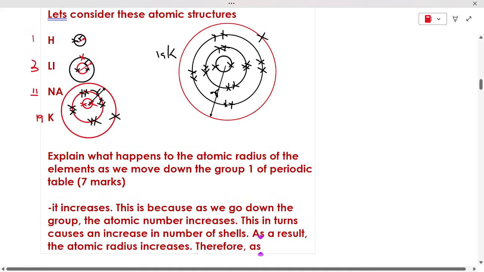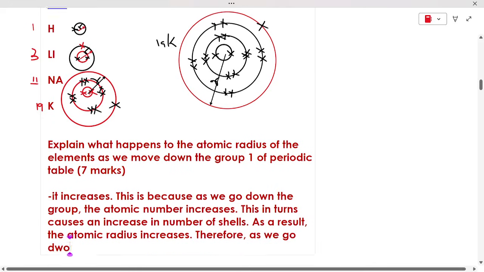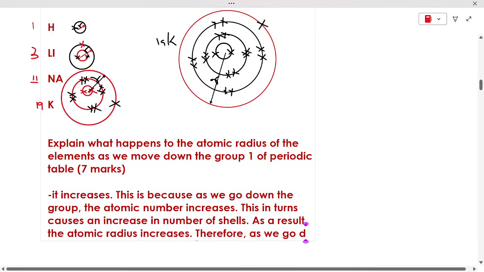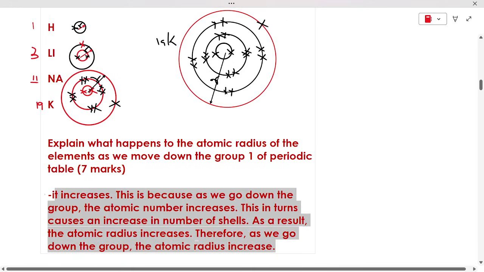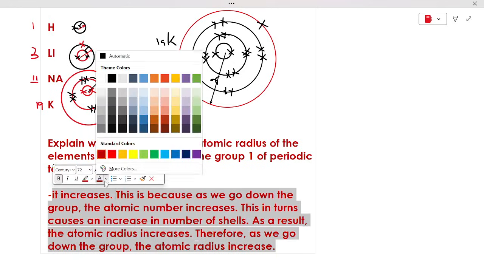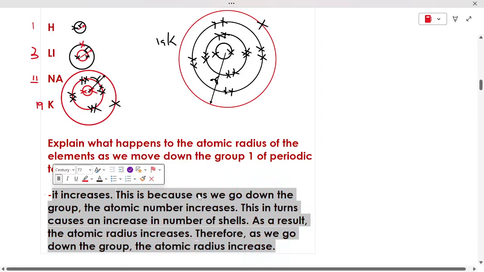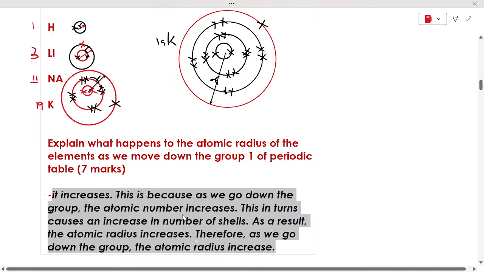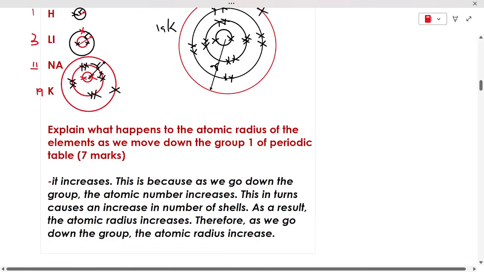Therefore, formally the conclusion: therefore, as we go down the group, the atomic radius increases. That one will give you more marks than the first one. Okay? Yes. Perfect. So this is how you're going to be responding to these kinds of questions.